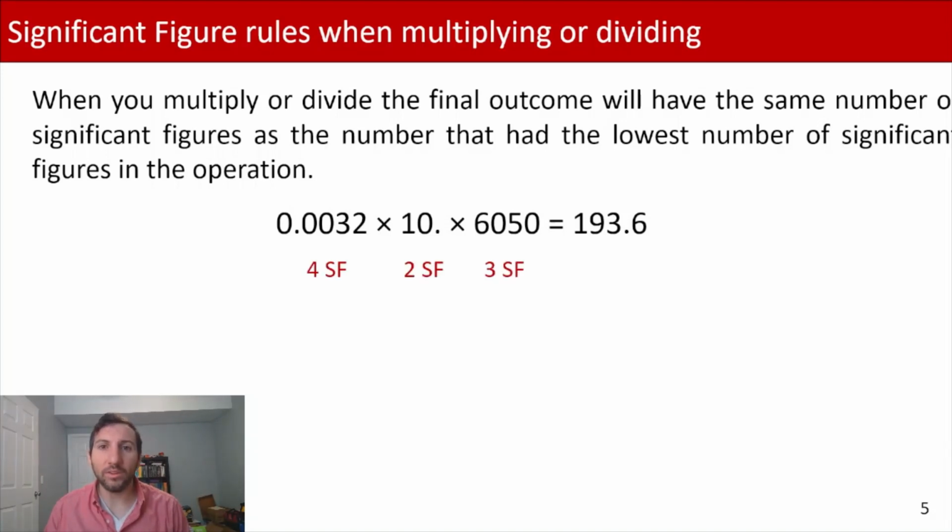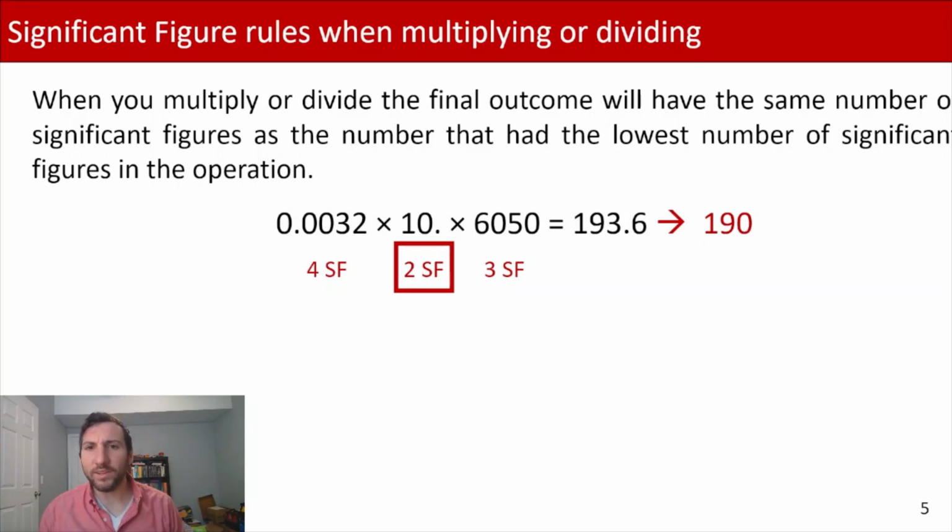So when we include the number of significant figures for each of those numbers, what we see is that the 10 with a decimal has 2 significant figures, which is the lowest number of significant figures. And in that case, that final value of 193.6 is going to get adjusted to only have 2 significant figures, which will lead us to then have 190.